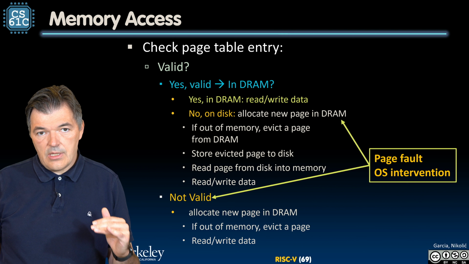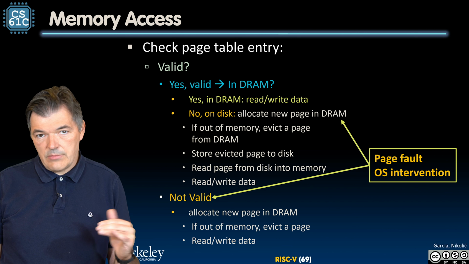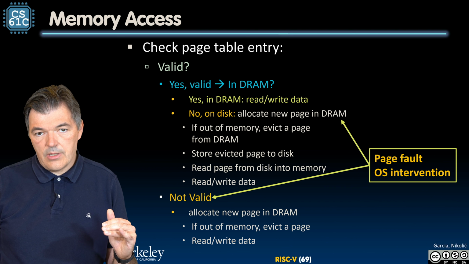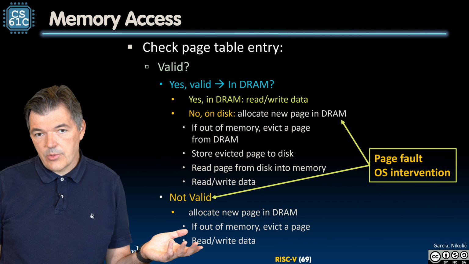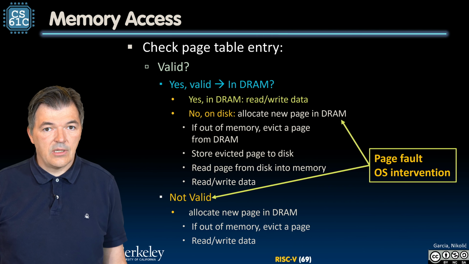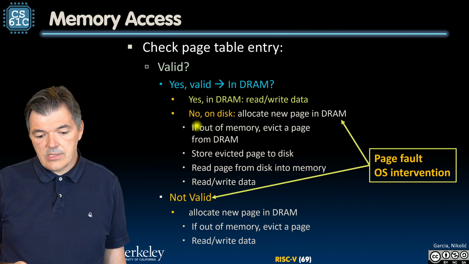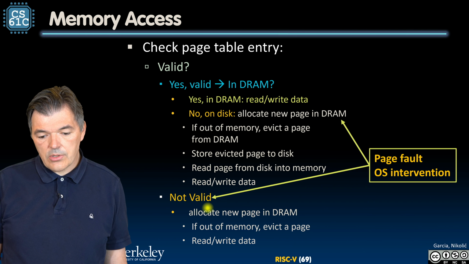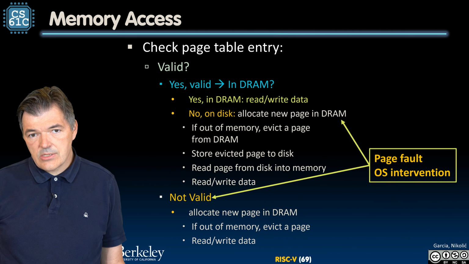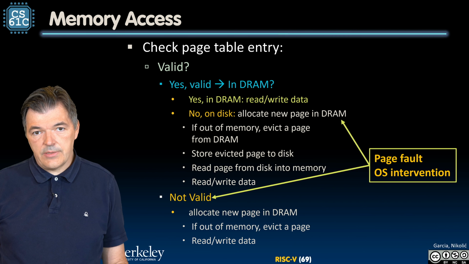In the other case, if the page table entry is not valid, that means that we haven't referenced that data before, so we are going to allocate a new page in DRAM. If we are out of memory, we are going to do like we did before. We are going to evict the page, move it to disk, and then read and write data to the newly created page in DRAM. In these two cases, if the data is not on disk or not valid, we need an OS intervention. The OS needs to handle all of that, and it does it through a mechanism of a page fault.